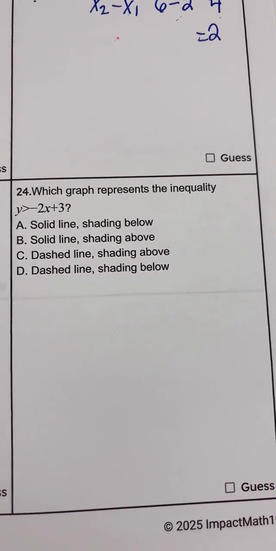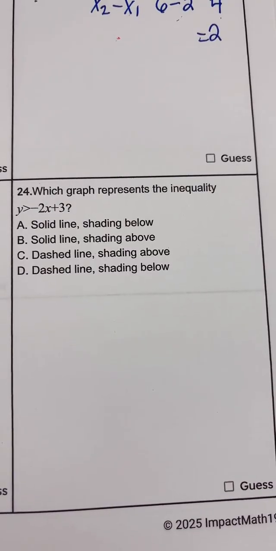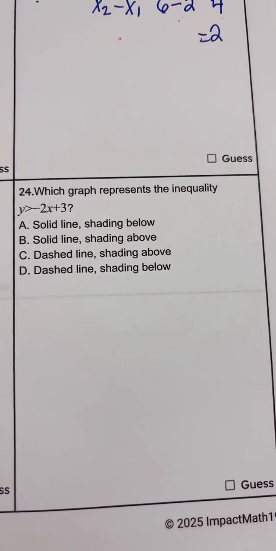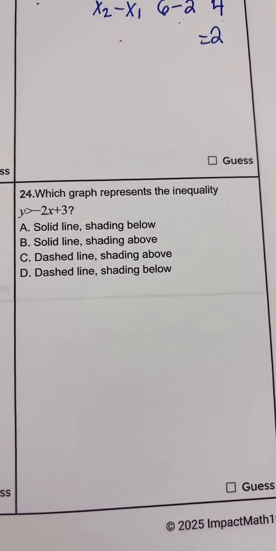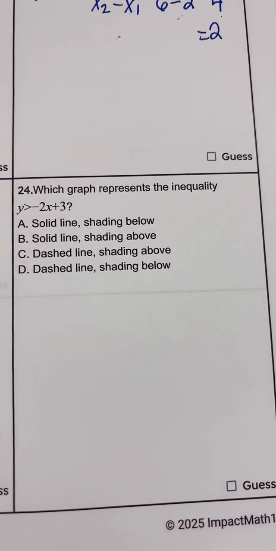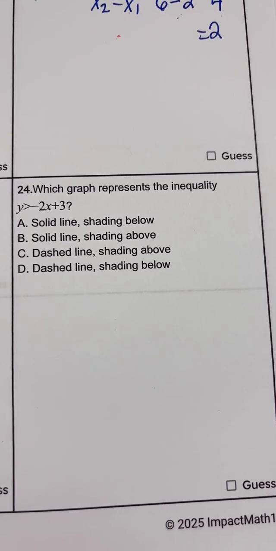Okay, so which graph represents the inequality? Ooh, this is a good one. Is it a solid line, shading below, solid line, shading above, dashed line, shading above, or a dashed line, shading below? This is a really good one. This really tests, do you understand your graphing of these? Okay, I'm going to circle it because you said it, Latoya.